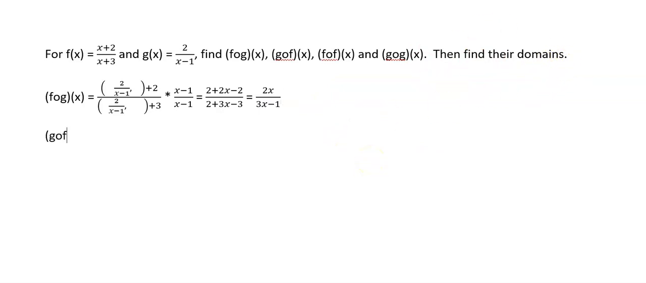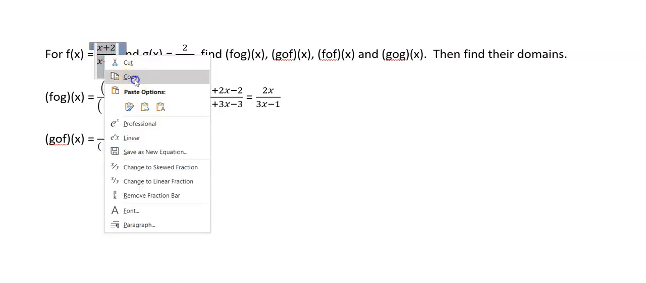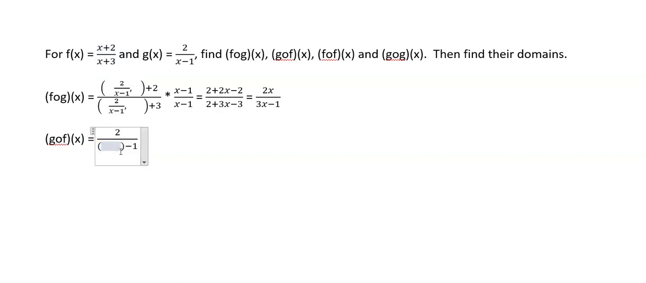So let's go to g composed with f. All right, so same idea. g is first, so I want to put parentheses into g, into its x. So I'll have 2 over parentheses minus 1. Okay, now f is second. Let's drop f right into these parentheses. And again, I'm just going to try to cut and paste it right in there. And there it is.